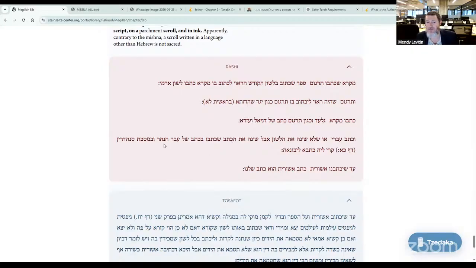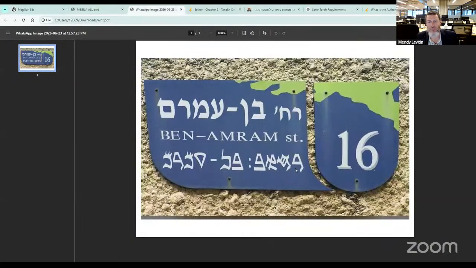Masechta Sanhedrin kari leksava livuna. So it's the Ivri, which we know today. Like I showed you the picture again, this is a sign over here on the bottom of Rechov ben Amram 16 in Israel. This bottom line is ksav Ivris.